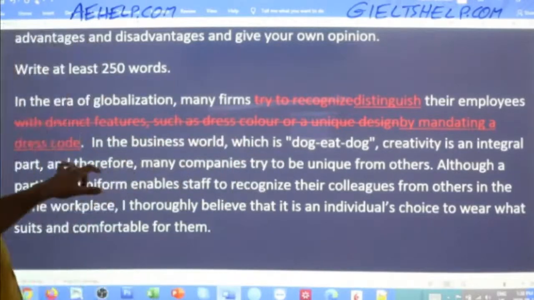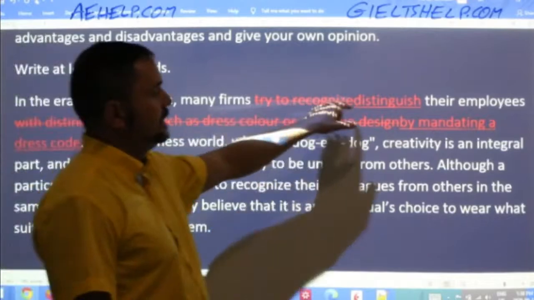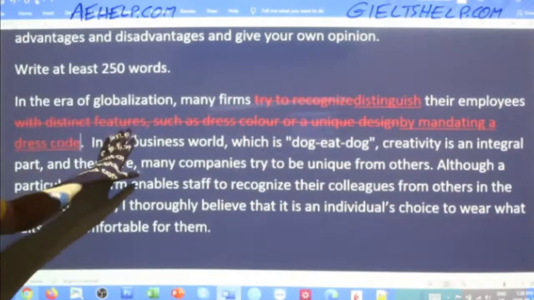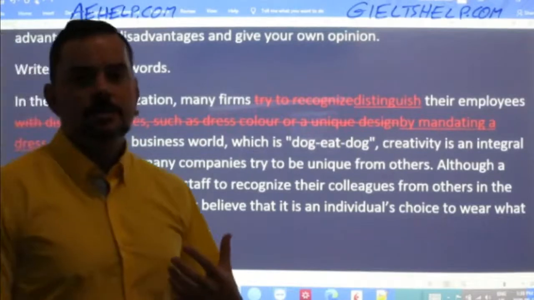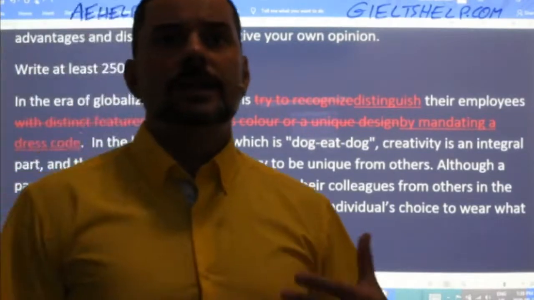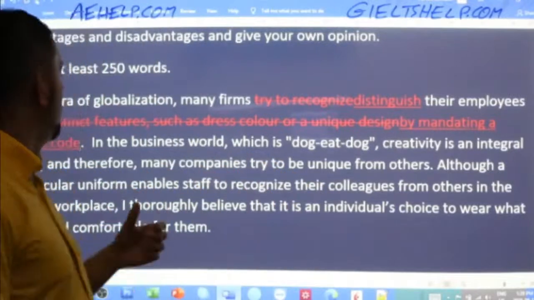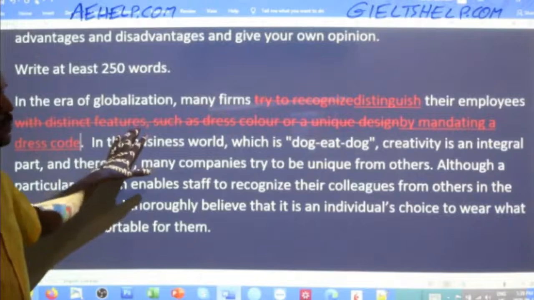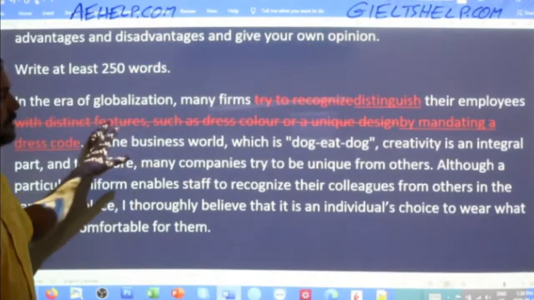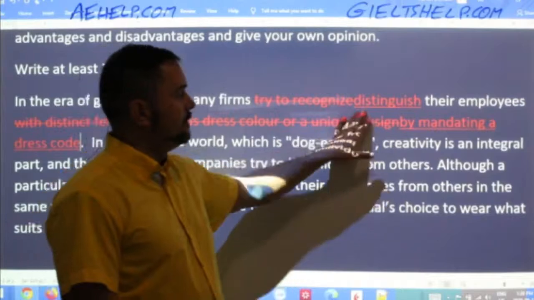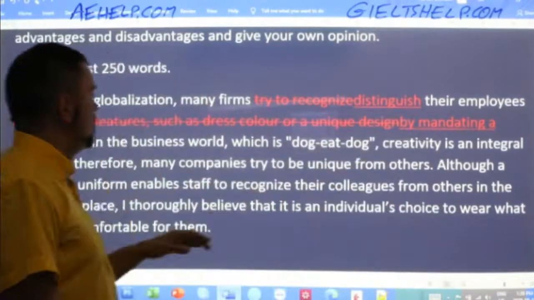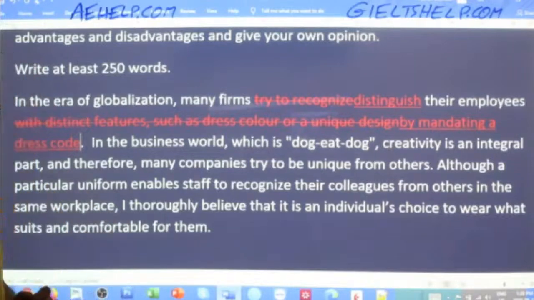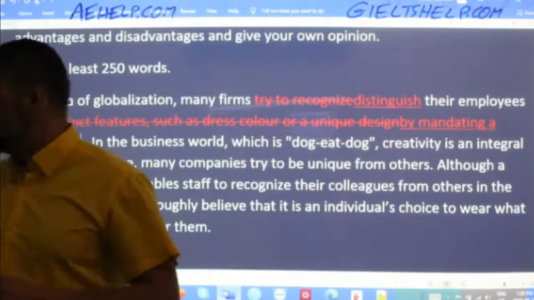Okay? So try to recognize their employees with distinct. This is the distinct features. Firstly, that's awkward English. So try to recognize their employees with distinct features. That's awkward English, and it's very wordy. And we can take all of that and just use one verb, which is distinguish. Okay, so of course vocabulary does help, but you can say that in different ways, all right? Now the other mistake is the word try.